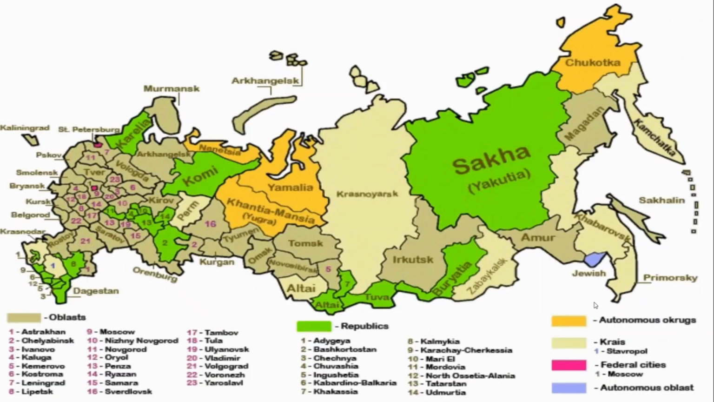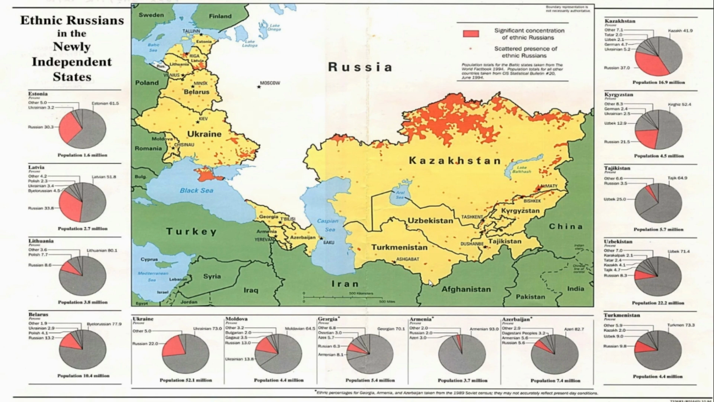Here is another map for you to understand: there are 14 republics, as you can see, and 23 regions. Oblast means regions in Russian. This map shows the 15 former Soviet Union republics. As you can see, the red areas are mostly Russian populated areas. As you can see in Kazakhstan, 40% of the population are Russians.